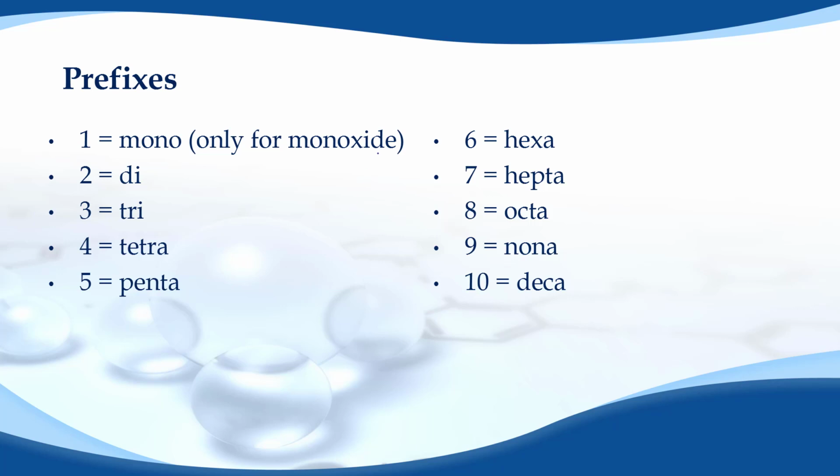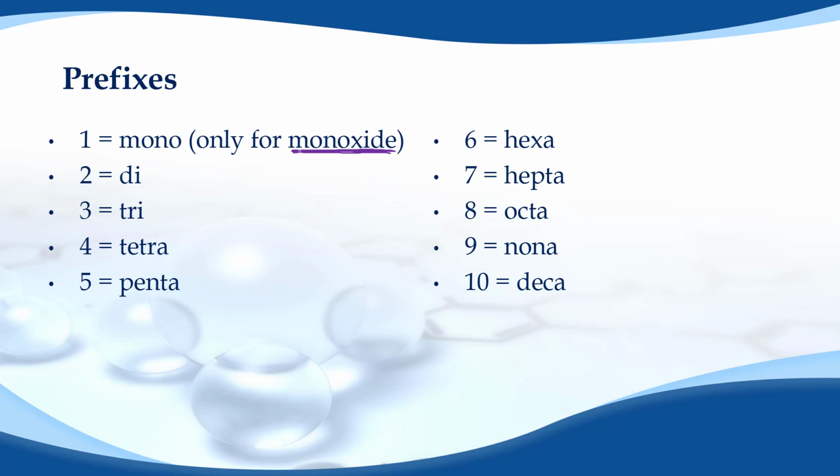The only trick is that you only use mono if it's for oxygen at the end of a compound. So you only use it if the compound will end in the phrase monoxide. Aside from that, you ignore the 1.